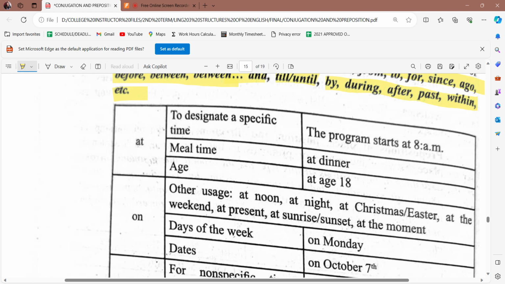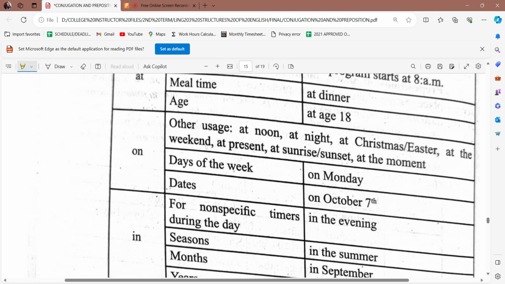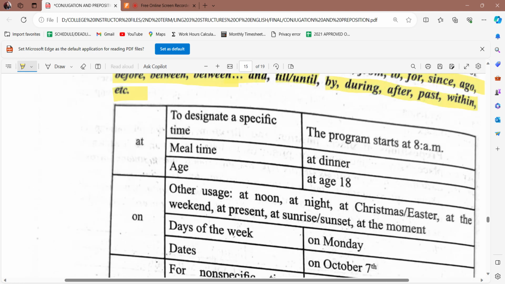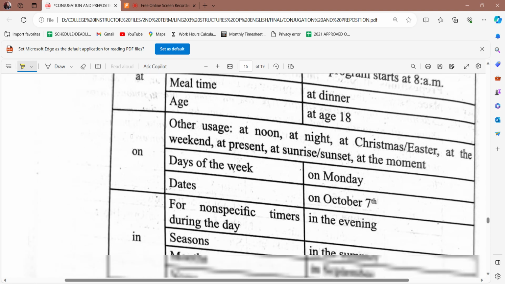Or for meal time: at dinner, at lunch, at breakfast. For age: at the age of 18, at the age of 19, 20, and so on. And we also have other usages of at. We can say at noon, at night, at Christmas, at Easter, at the weekend, at present, at sunrise, at sunset, or at the moment.